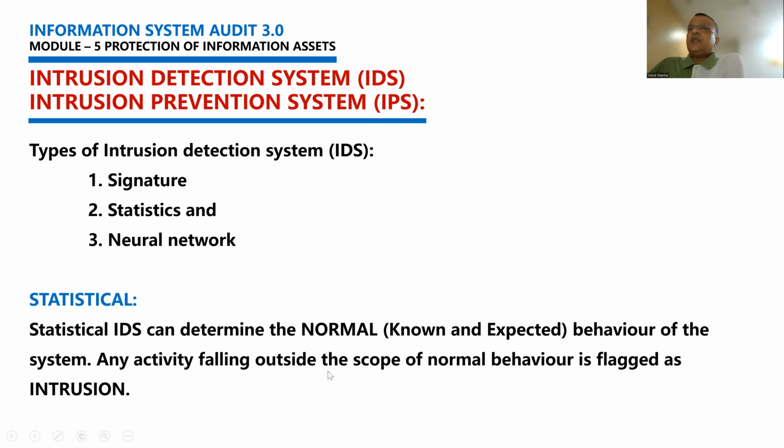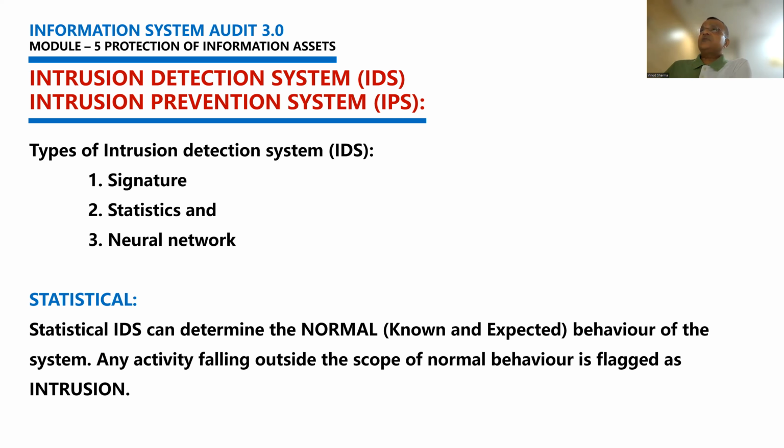Any activity falling outside the scope of normal behavior is flagged as intrusion. Statistically, under normal circumstances, this is the peak load test, this is the performance of the system, and this is how the system has to behave in a particular way.